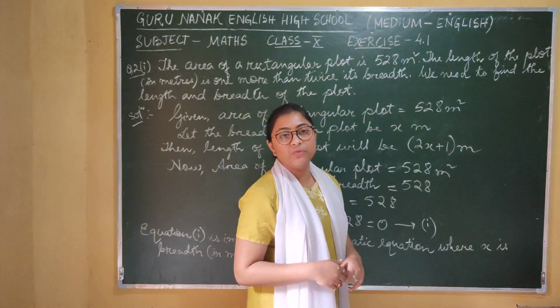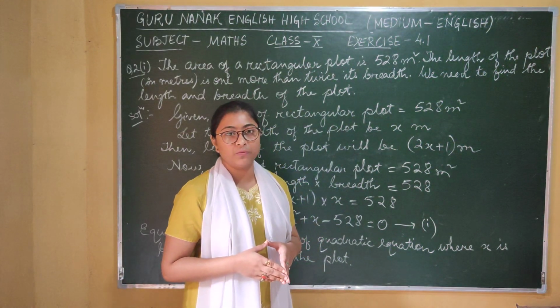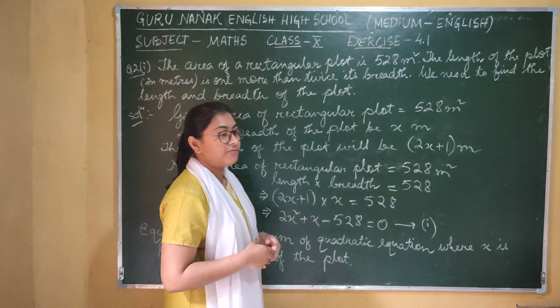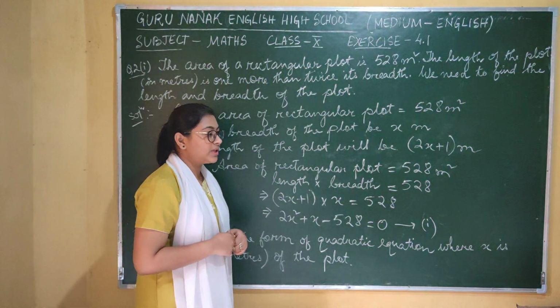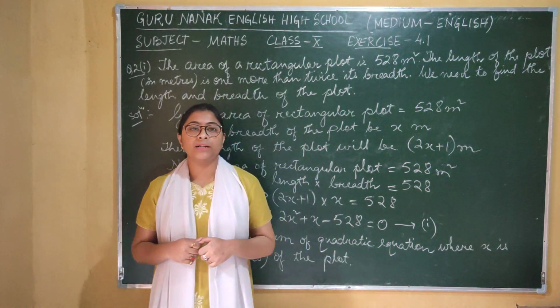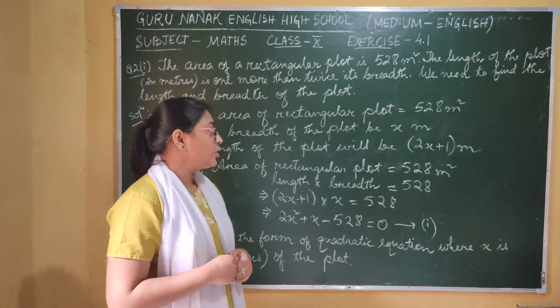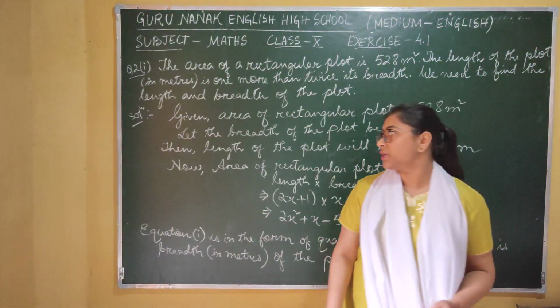Now in the previous video we have discussed only half part of exercise 4.1. Now let us proceed further with exercise 4.1. In question number 2, it is given that we have to represent the following situations in the form of quadratic equation. So let us solve the first problem.